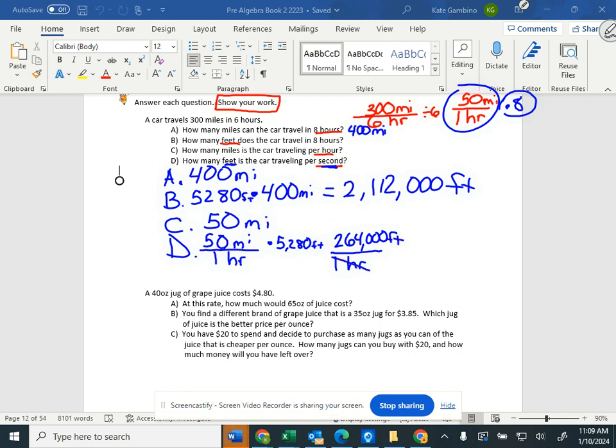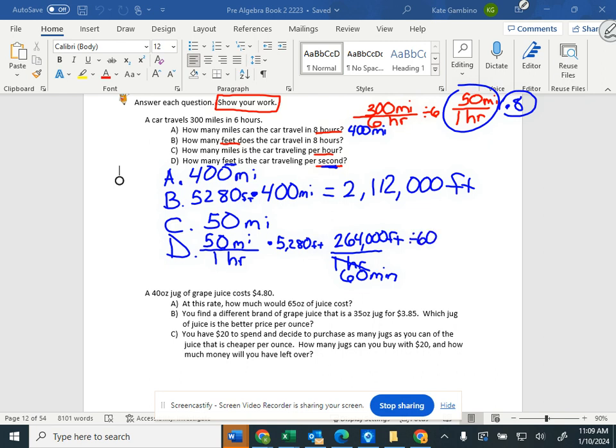And we know 1 hour is the same as 60 minutes, so you have to divide by 60 to get 1 minute. Hold on, friends. I've already converted the top to feet. Now I need to convert the bottom to seconds. You need to divide by 60, and then divide by 60 again.